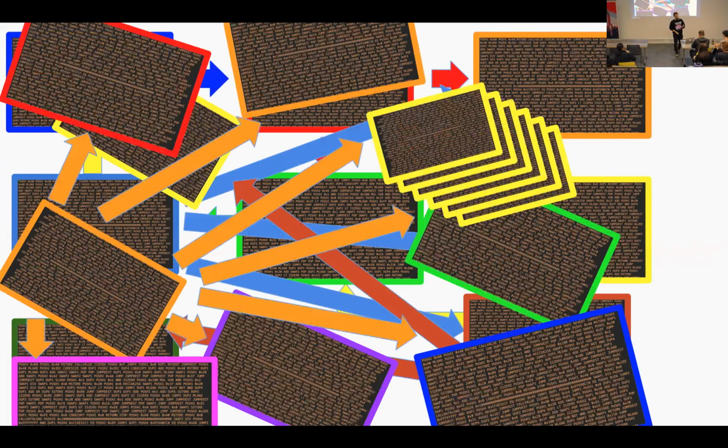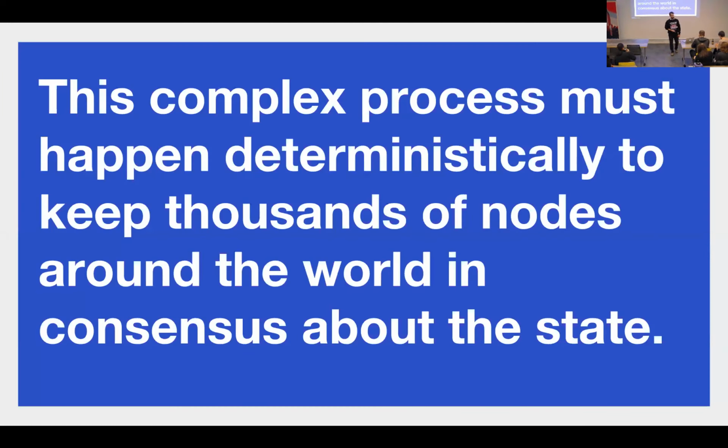This is a good impetus to keep things simple, because this is programmable money we have here, right? We are writing code that sends actual real world value and has real world consequences. So we really need to think about the complexity that we program into our systems and how much is really reasonable and can be reasoned about. This complex process must happen deterministically to keep thousands of nodes around the world in consensus about the state. It's not as easy as it sounds.